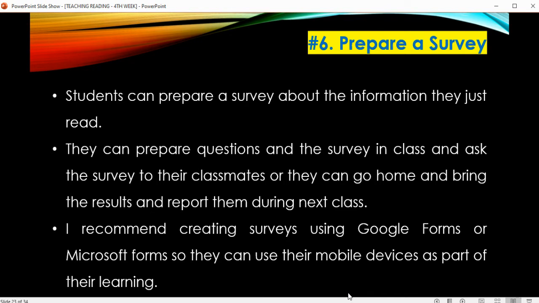So here you can create again, similar to the quizzes, the surveys using different digital tools. You can use Google Forms or Microsoft Forms. So they can use their mobile devices as part of their learning. They could use their cell phones, and they could answer immediately on their cell phones. And the students receive the results immediately too.